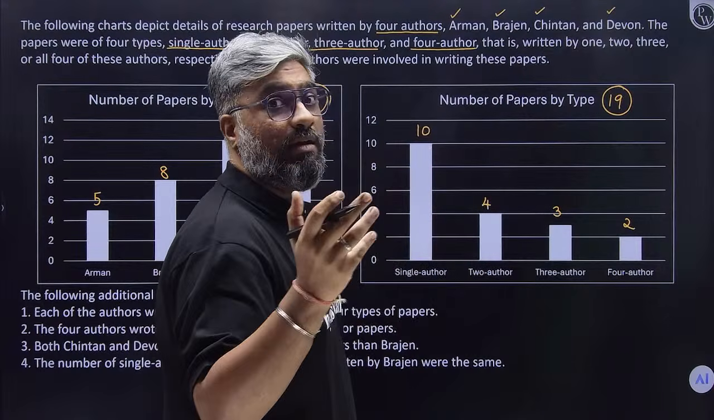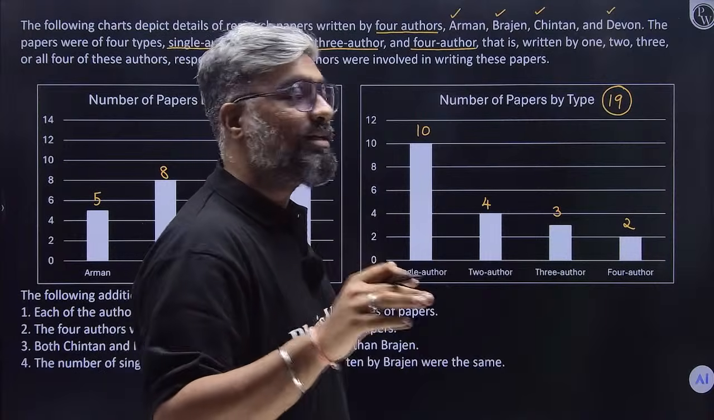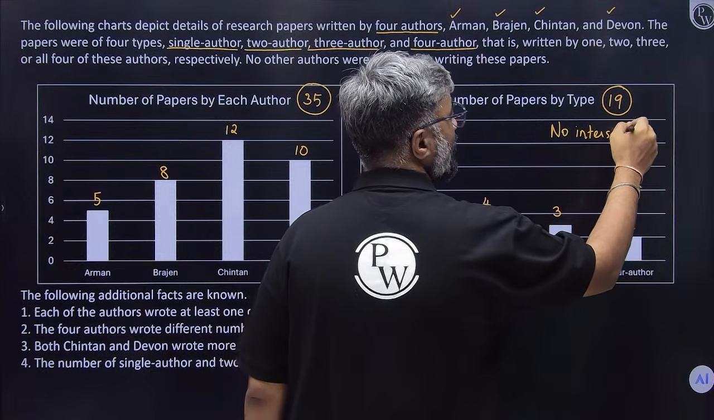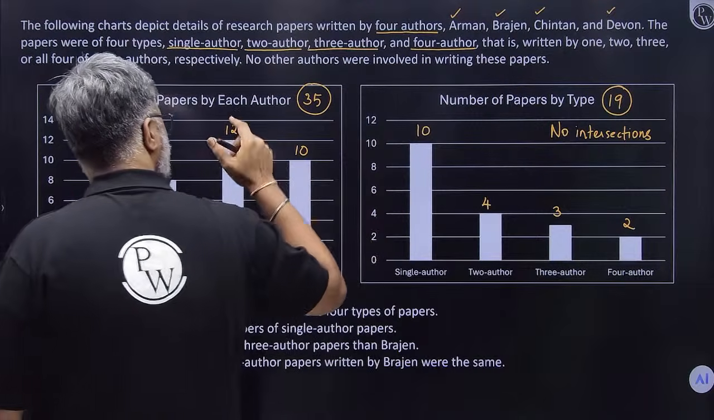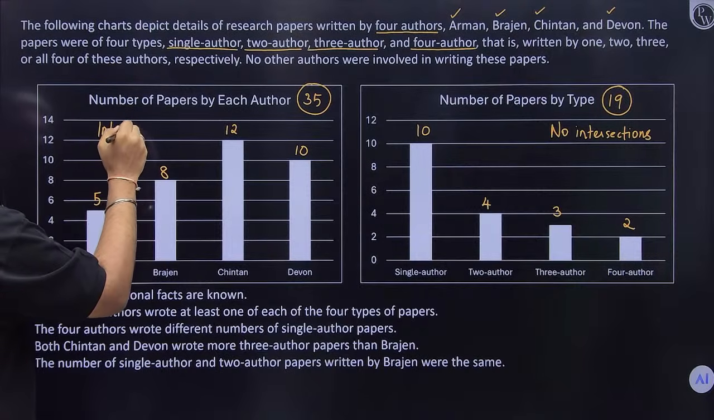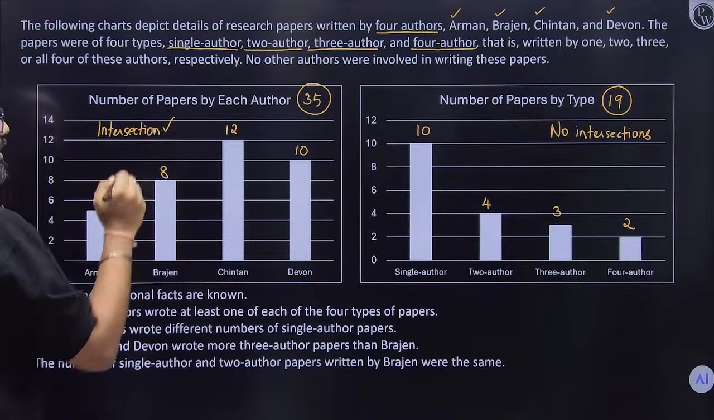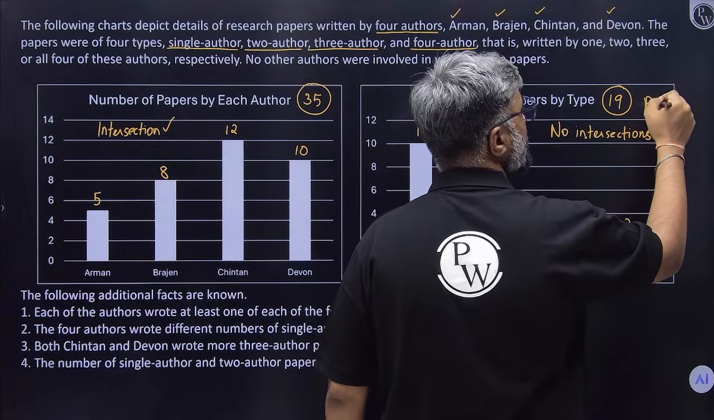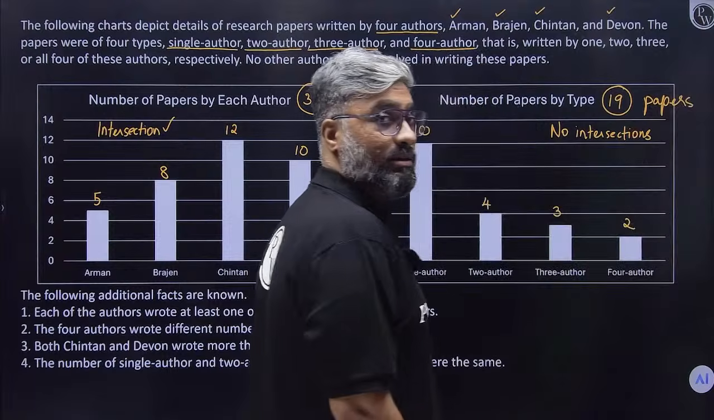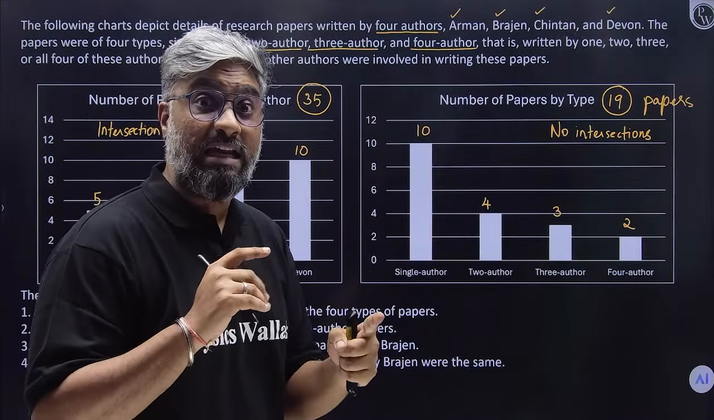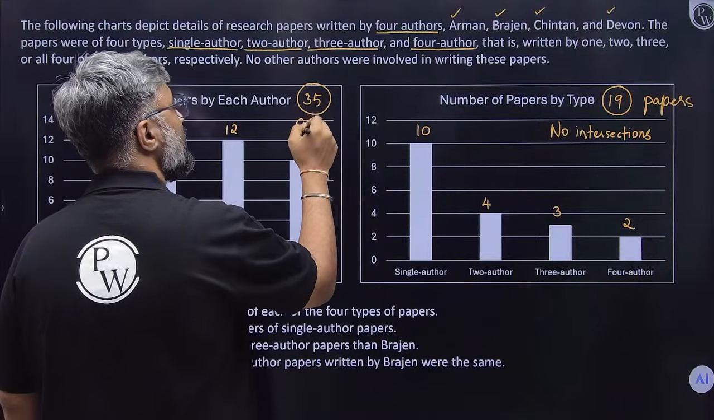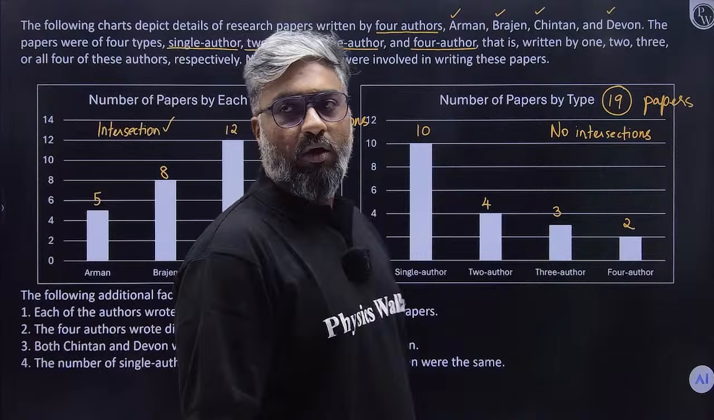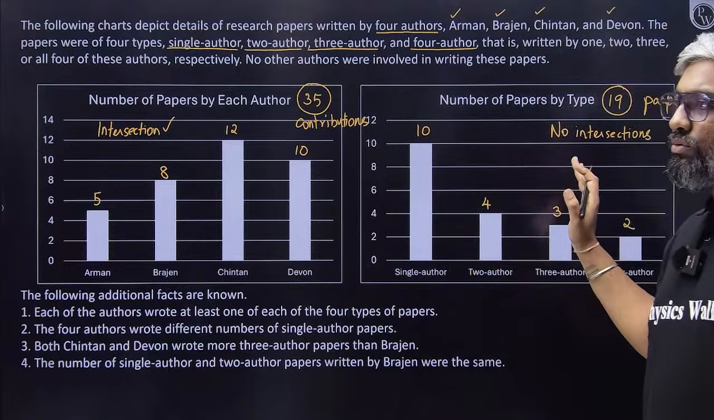So what is happening here? These are all unique values, no intersections here. Are you getting this? However, here there is clearly intersection. Getting this? So this 19 is the actual number of papers. However, this 35 is the number of contributions. Got it? 35 contributions given by the authors. I hope you are able to fetch the difference between these two.